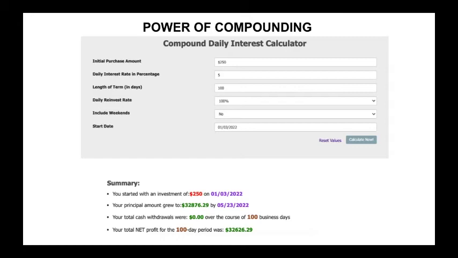So now, let's say you have a $250 account, with 5% daily growth for 100 business days. How much is that going to give you? If you go to compounddaily.org and do this, you're going to get a whopping sum of $32,876. For 100 days, starting from $250, you make $32,000 if you compound.